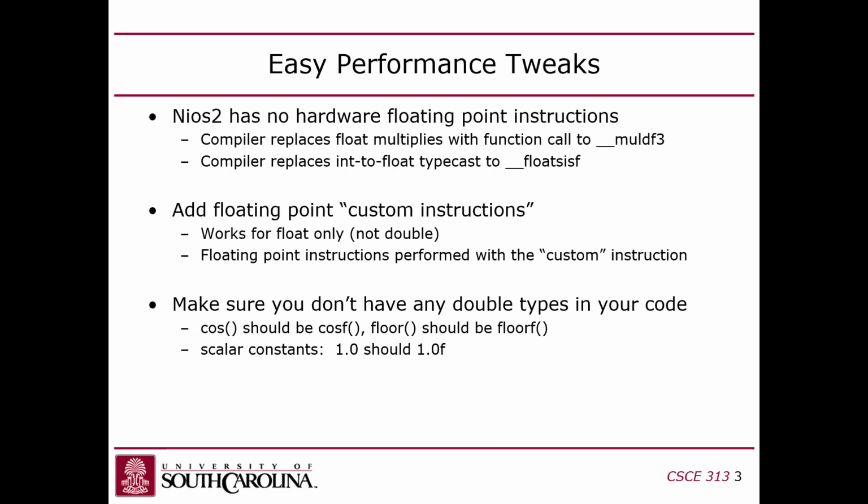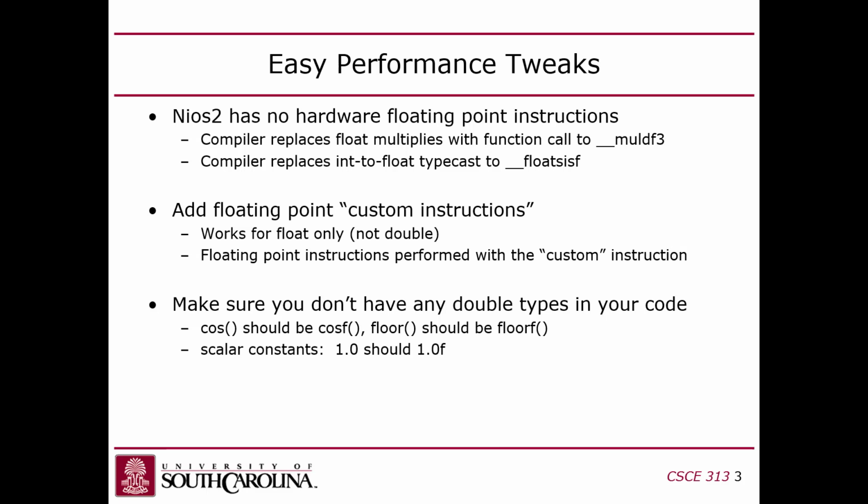Also, functions from the POSIX math library, like cosine, floor, round, are assumed to be double precision unless they have an F after the name. So floor F. In other words, instead of using cosine, cos, you should use cos F. Instead of floor, you should use floor F. That's the single precision version.